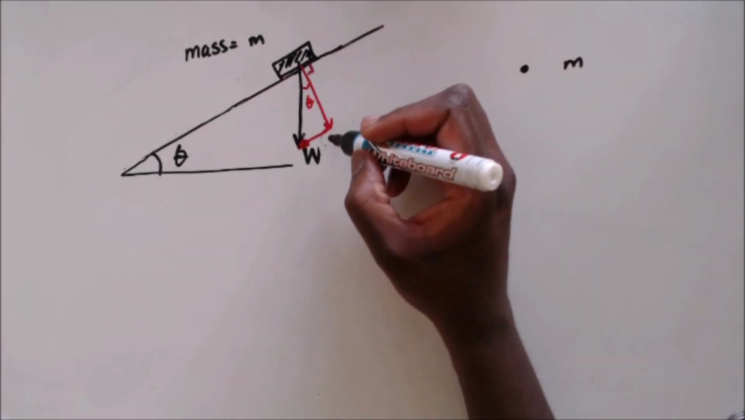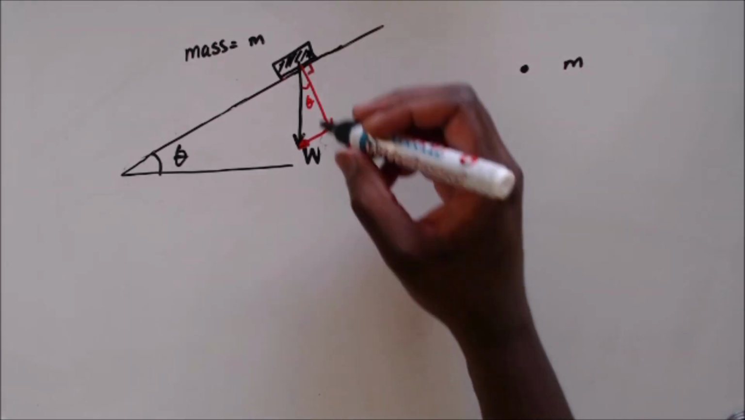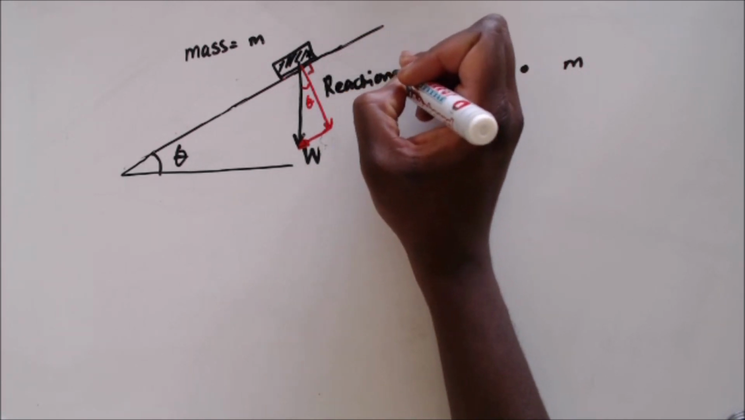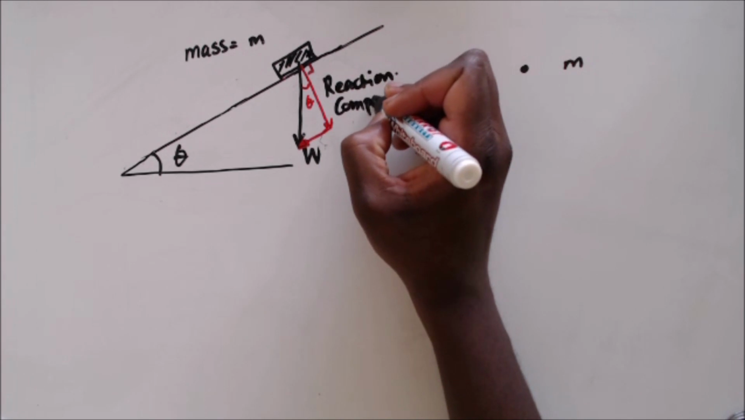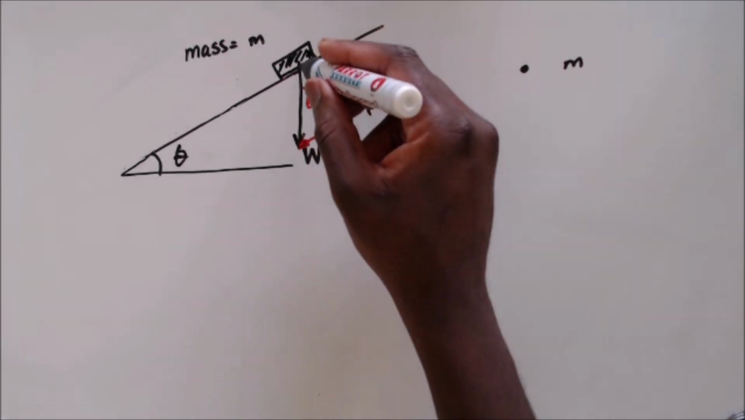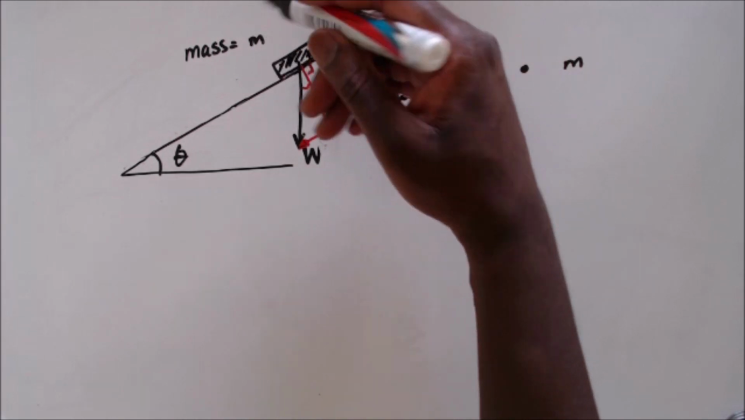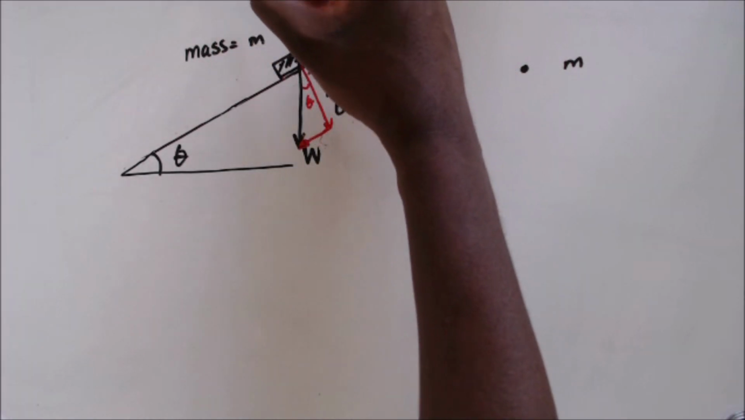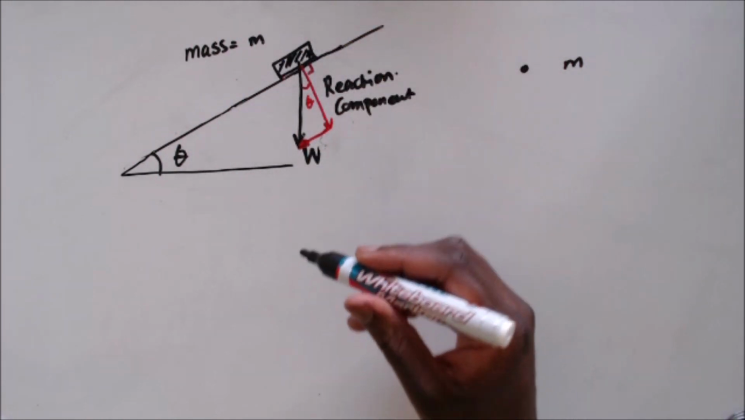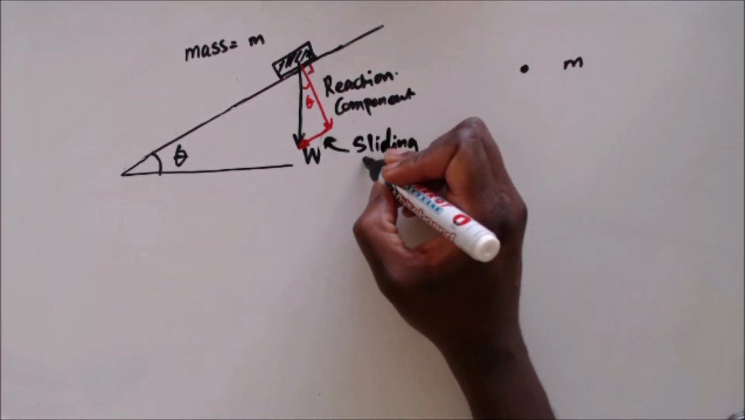We've got two components, one component parallel to the plane here and another component which is at right angles to the plane. Now I'm going to call this component at right angles the reaction component, not because the component itself is the reaction, but it's going to lead to a reaction force because this component pulls the mass onto the plane, and so there's going to be a reaction force which is the plane pushing upwards, which is opposite in direction to this reaction component. And I'm going to call this component over here the sliding component.